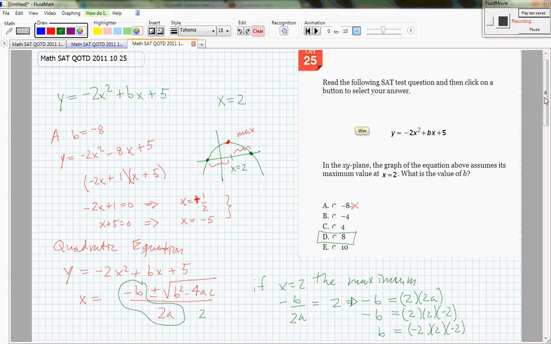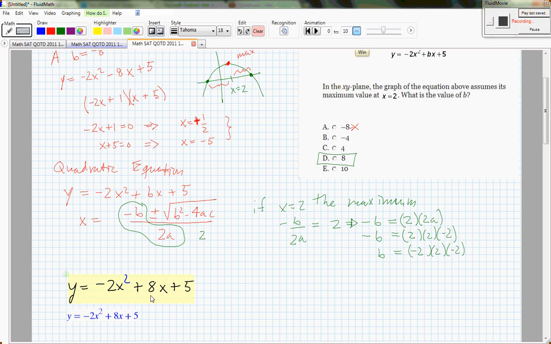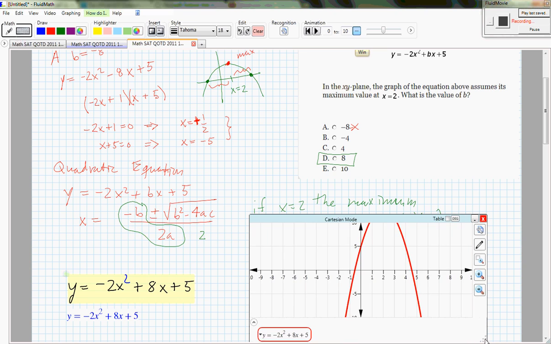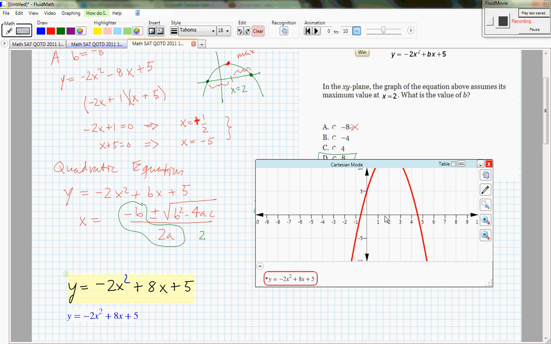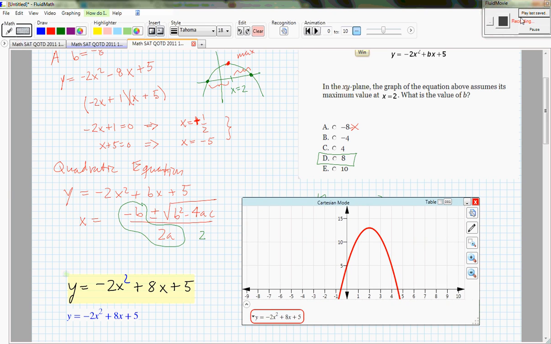And just for fun, let's plot it so that we can verify our answer. So, go to math mode here. Y equals minus 2x squared plus 8x plus 5. It looks like this curve has a maximum at 2. So, the right answer is checked, D, 8.